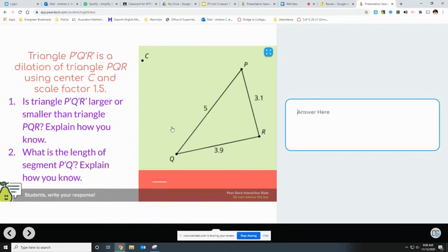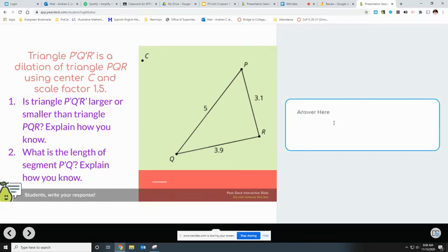Now for this last part, let's go ahead and try this one. This is the same idea. You've got a triangle PQR, not shown here. PQR prime is a dilation of triangle PQR using C as the center and a scale factor of 1.5. Is triangle PQR prime larger or smaller than triangle PQR? And explain how you know. I know that triangle PQR prime is going to be larger than triangle PQR because the scale factor is 1.5.